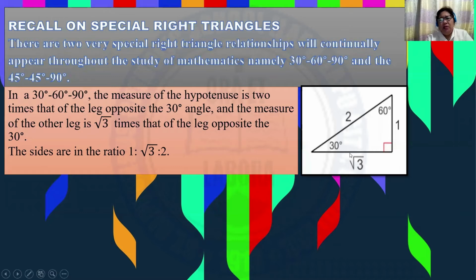And this is the illustration. So 30 degrees, the opposite side is equivalent to 1. For a 60-degree angle, the opposite side is equivalent to square root of 3, and the hypotenuse is 2.